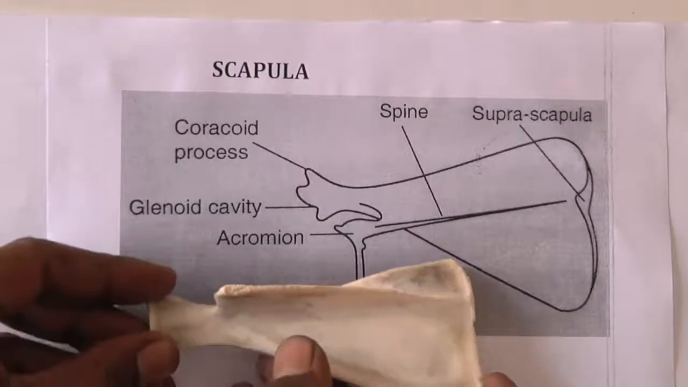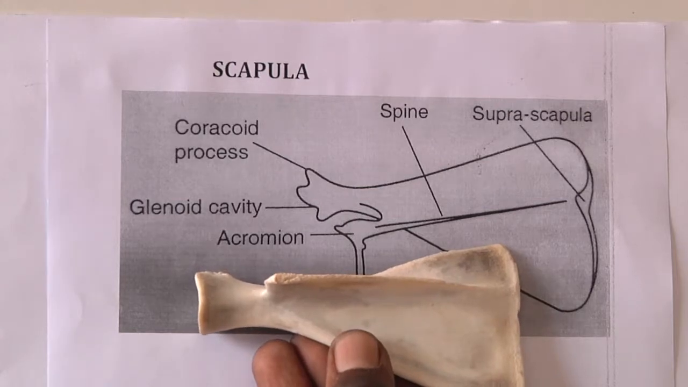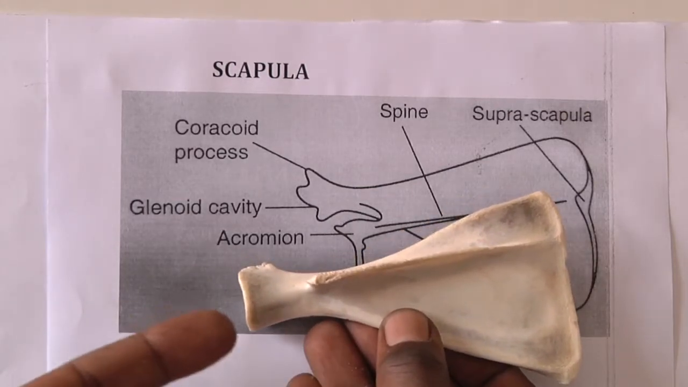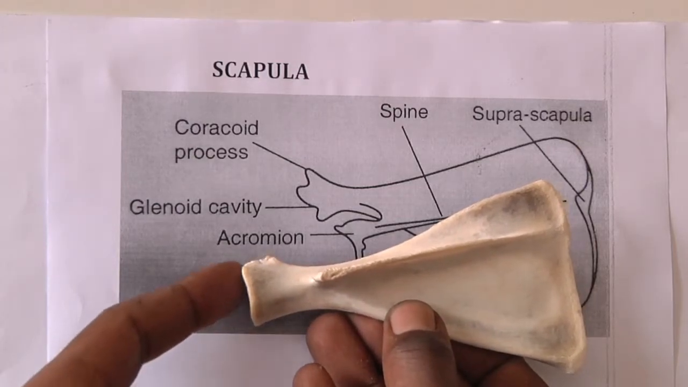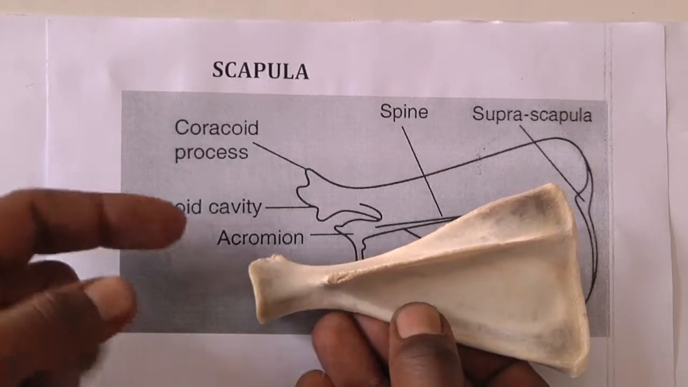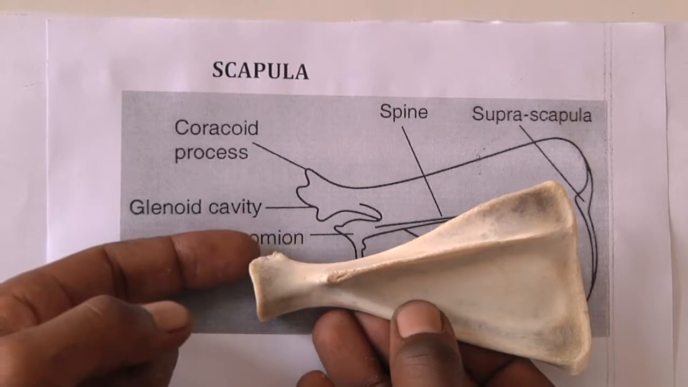So with me is the structure of a scapula, how it looks. So let's look at the different parts of the scapula. Now this is a left scapula, and when you look at it, you're able to see what you call the glenoid cavity. This is the glenoid cavity. Then on top of the glenoid cavity, there is what we call the coracoid process.